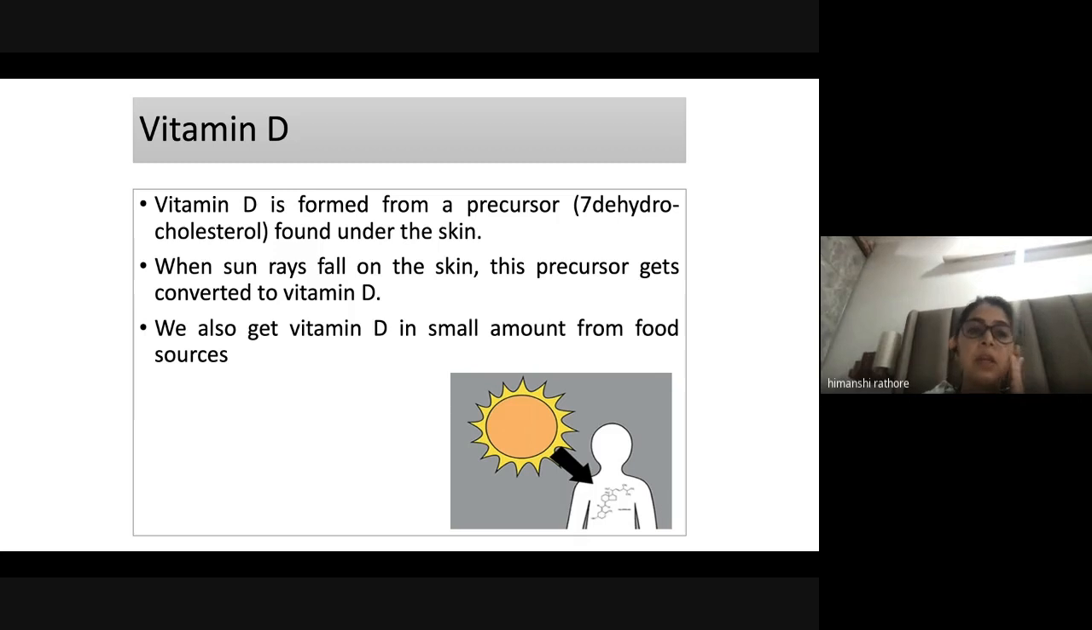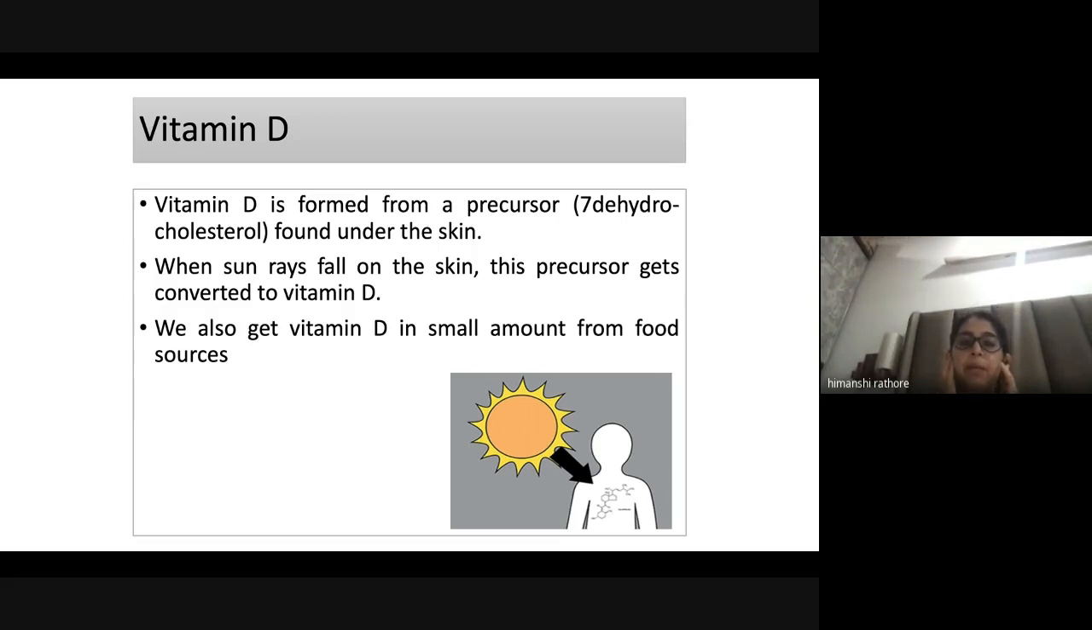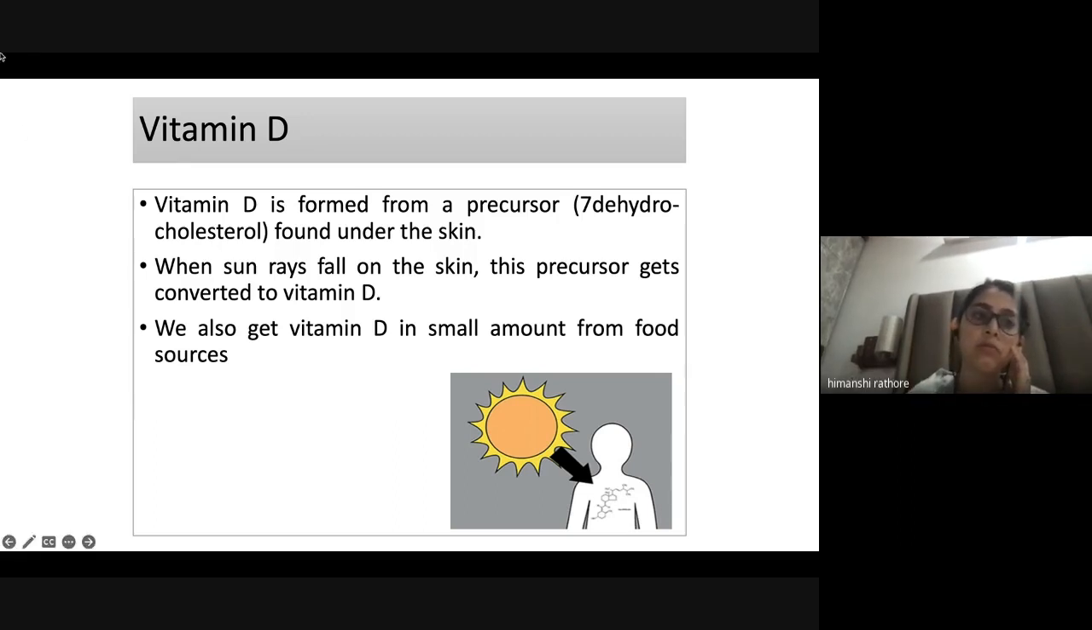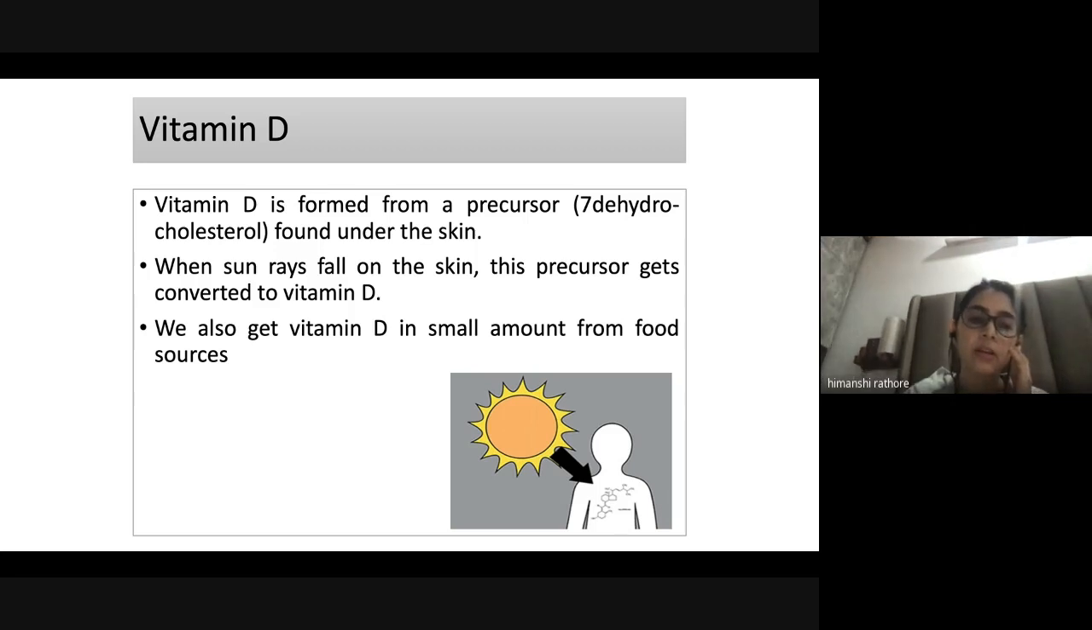Now we are starting with another vitamin, which is vitamin D. From where do we get vitamin D? Can anyone tell me from where we get vitamin D, apart from the food sources? No one? Come on, let's start an interactive section. If you know which food groups contain vitamin D, just tell me. No one?